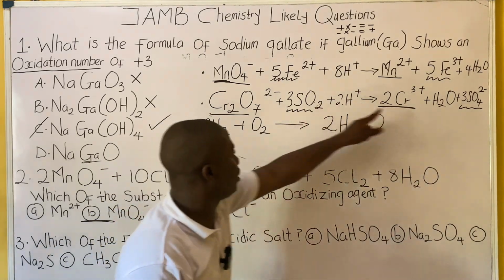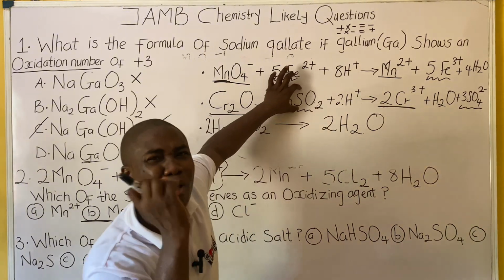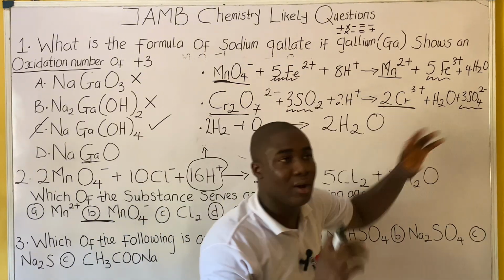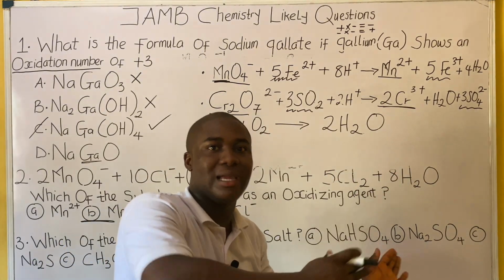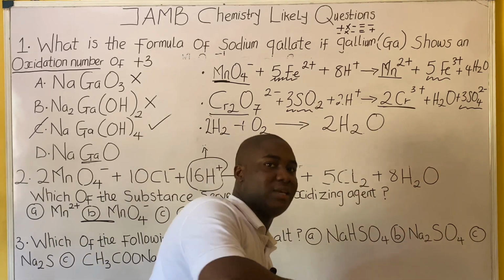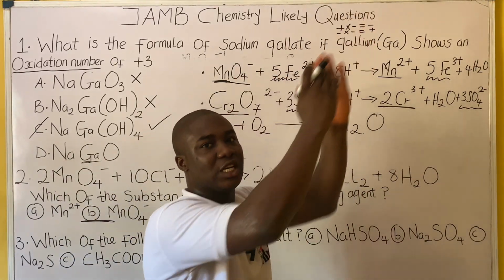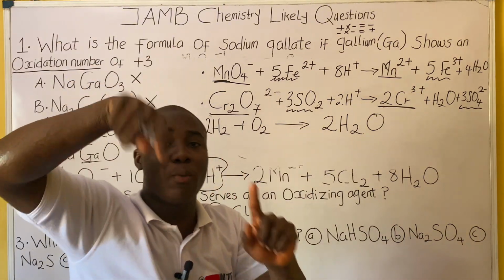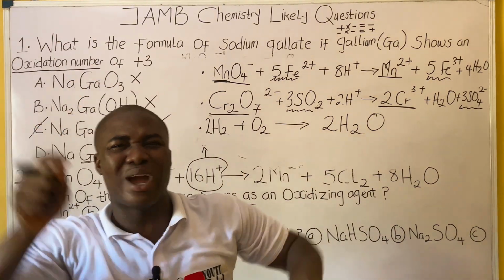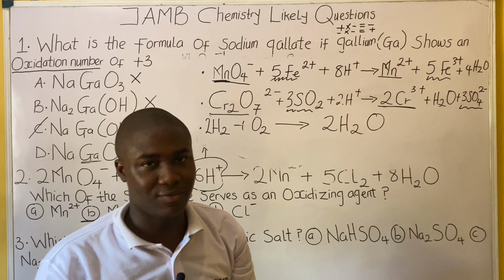So in these two, what are you doing? You are calculating the oxidation number of sulfur and looking at the trend. What's happening? Was there a decrease or an increase? If there is a decrease, it is reduction, and you are the oxidizing agent. If there is an increase, it's going to be what now? Oxidation, then you are the reducing agent. You understand? It's very simple.